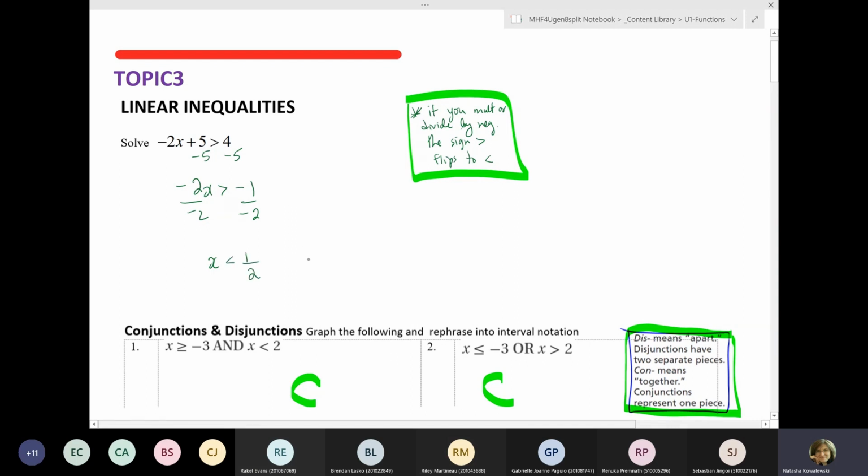And then if you wanted to draw this, you would say, okay, this is where 1 is, this is where 0 is, so 1/2 is somewhere in the middle. We're not going to shade the 1/2 because it doesn't say equal to, but we will shade everything below that. Yesterday we talked about set notation and interval notation. In set notation, you'll have these braces. You'll say set of x element of real numbers such that x is less than 1/2. So basically exactly what we had in our solution, but put in the set brackets.